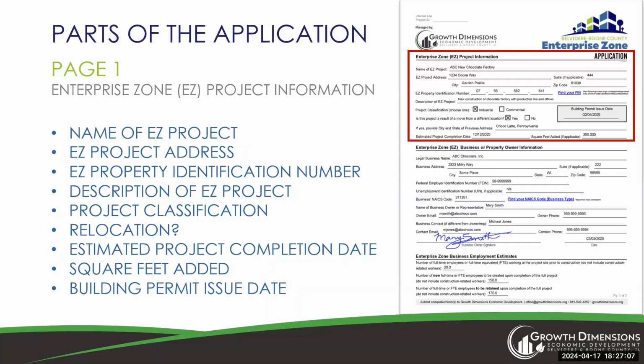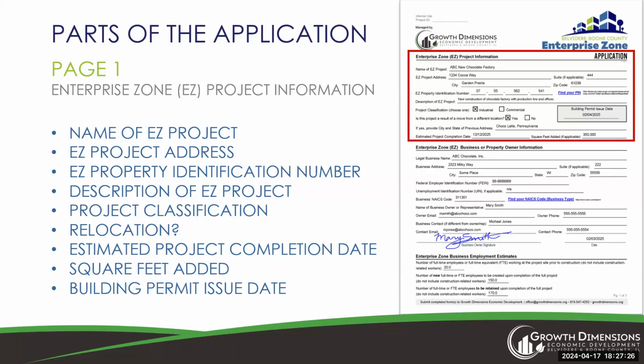The EZ property identification number is the property number, also called the parcel number. To find this, you can click on Find Your PIN on the application. If you are still unsure of where to find your PIN, Growth Dimensions can look it up for you.